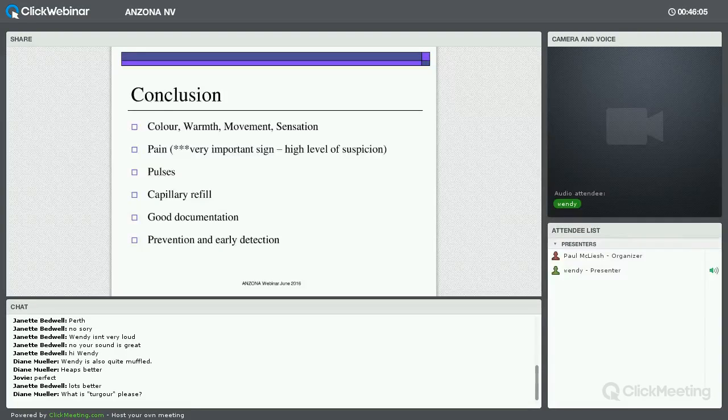So in conclusion, what we're looking at is colour, warmth, movement, sensation, pain, which is a very, very important sign and should make us very, very suspicious. Pulses, capillary refill, making sure we've got good documentation, and that prevention and early detection are essential.